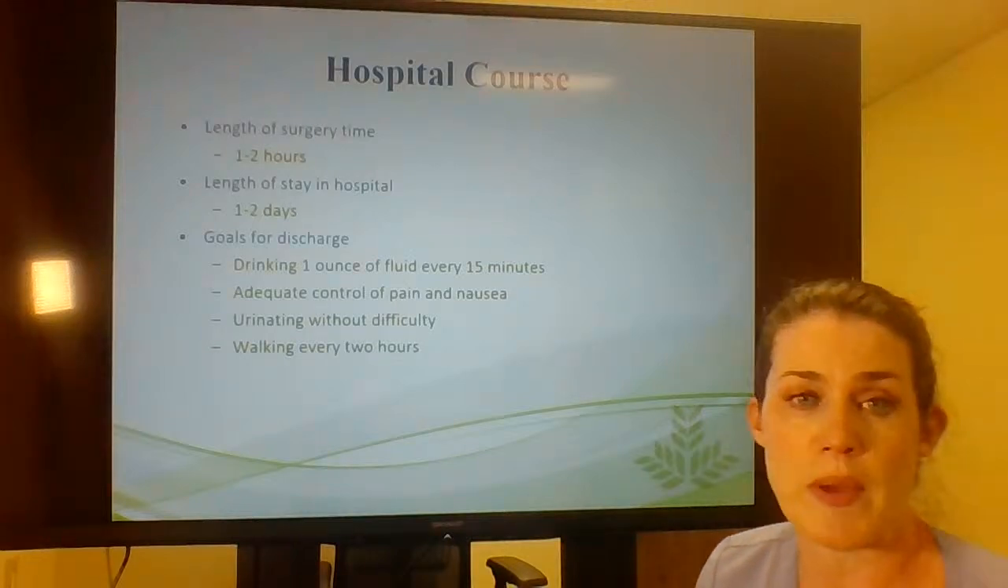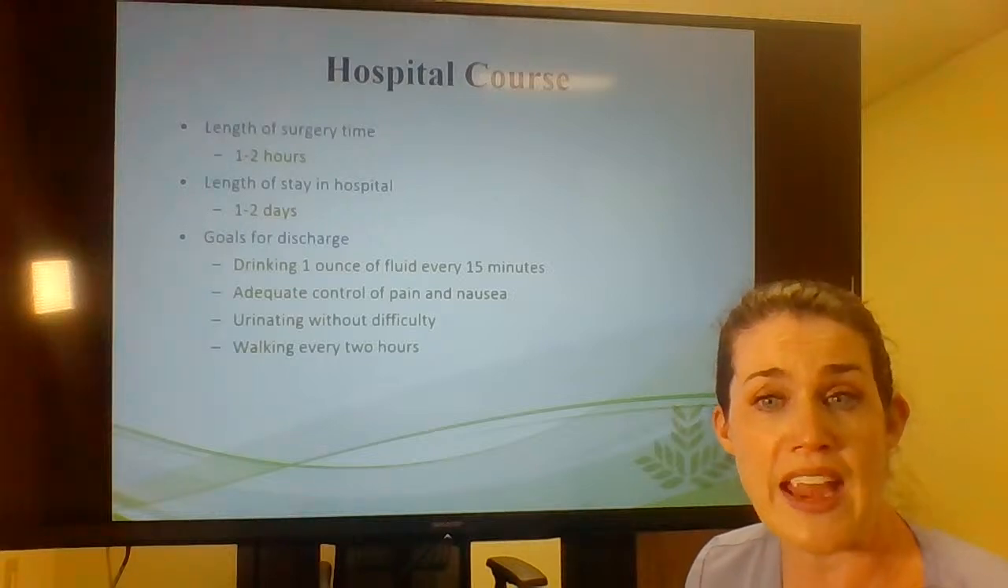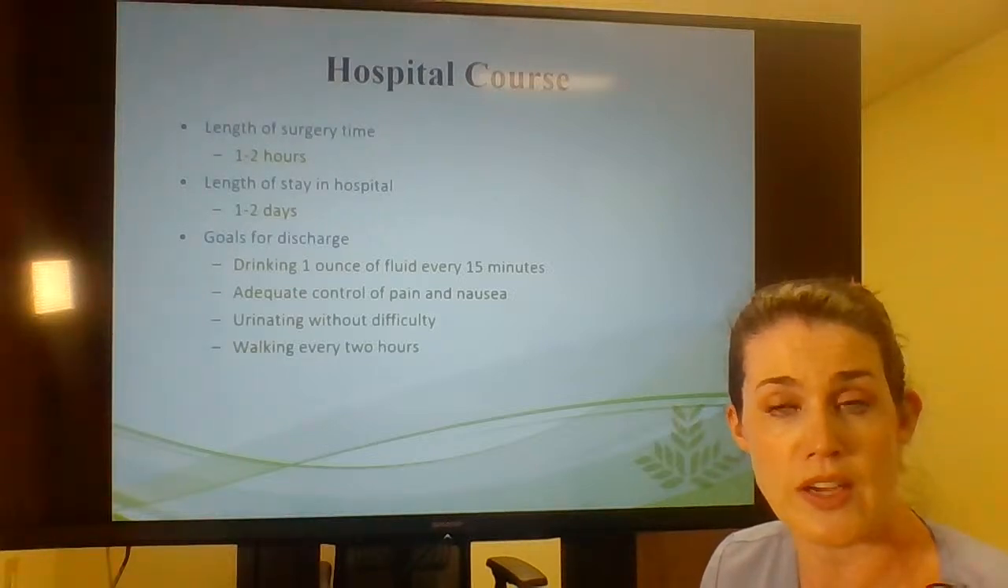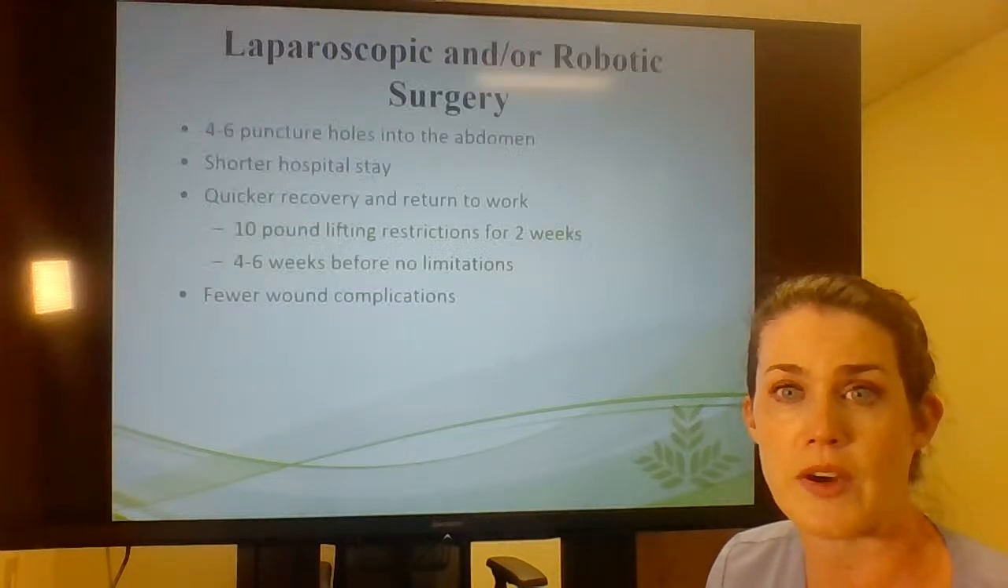Goals for discharge: our patients need to be able to drink comfortably. You need to be able to walk. Your pain and your nausea need to be under control, and you need to be able to go to the restroom on your own. That's how we'll know that you're safe and you're ready to go home and recover.